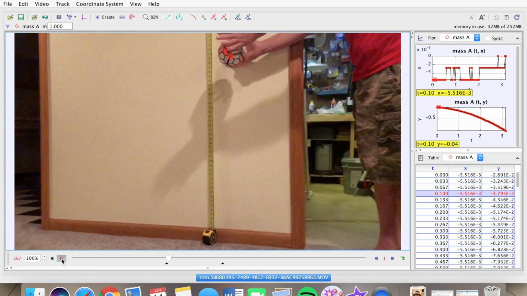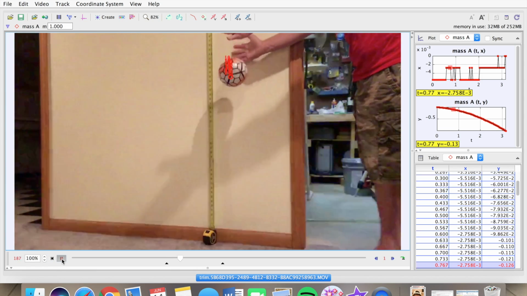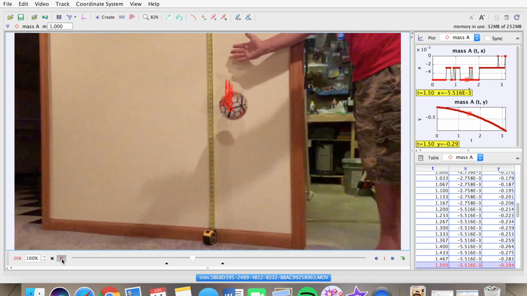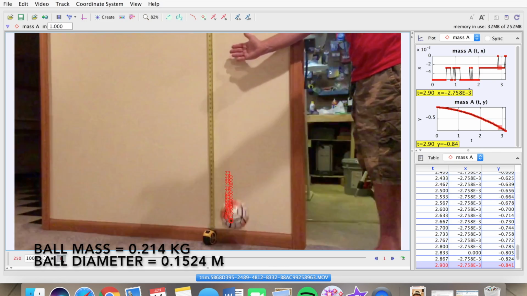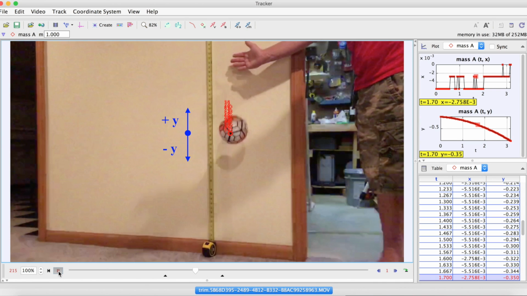In my video, I will be analyzing the motion of a soccer ball as it falls from about 1 meter in the air. The ball's position starts at the origin and ends at about -1 meters in the y direction. The positive y-axis points upwards and the negative y-axis points downwards. The origin is defined as the position at which the ball is initially dropped.